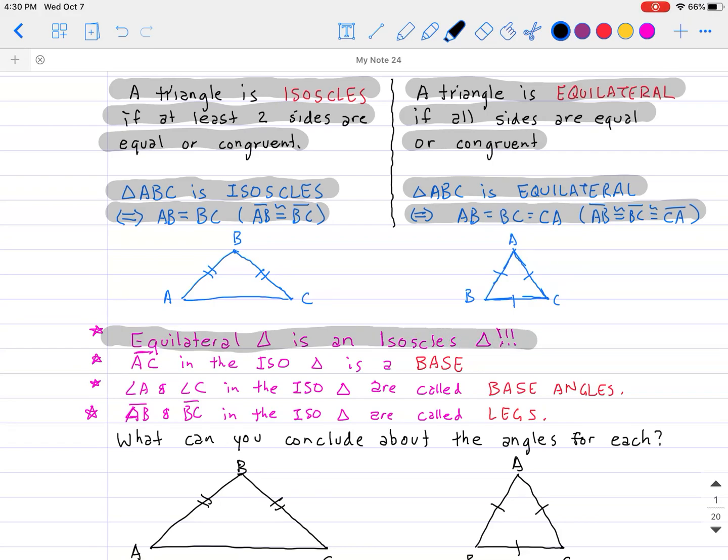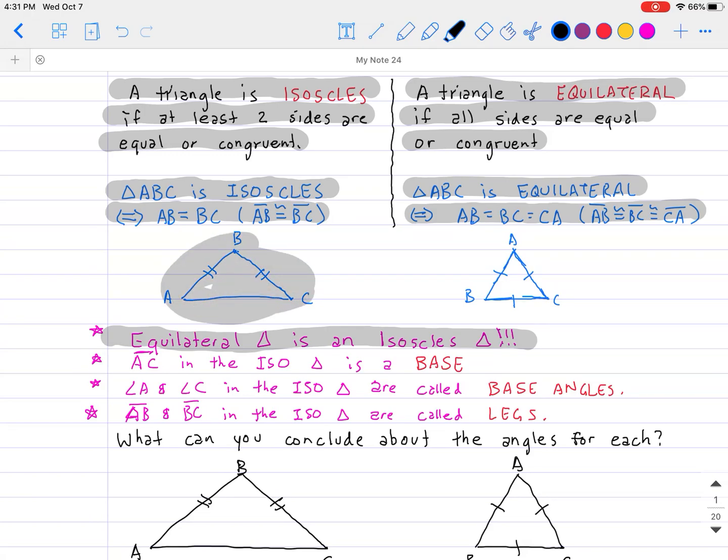Now, a few notes you should understand. Number one, an equilateral triangle is also considered isosceles, because according to my definition, an isosceles triangle has at least two sides that are congruent to each other, and hence equilateral, with three congruent sides, qualifies. So yes, one is a subset of the other.